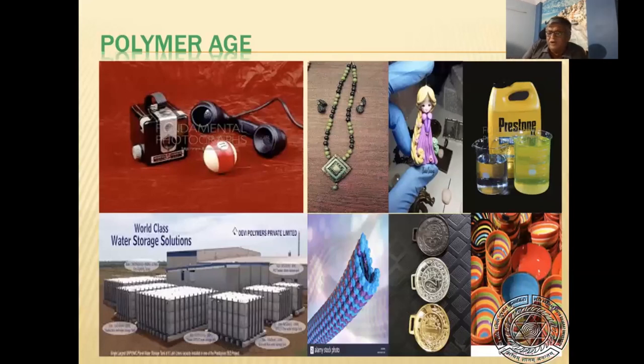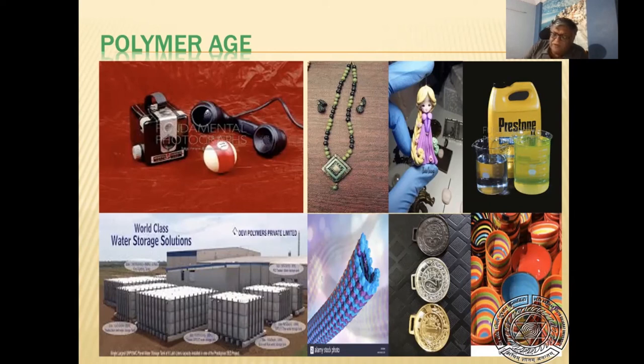Different types of polymers were also fabricated during this polymer age. We use polymer materials on a small scale in industries, as well as on a larger scale. Melamine, PVC, and different synthetic polymer materials are used. They are widely useful for the rubber industries. The majority of automobile vehicles use rubber, so rubber may also come in this group.